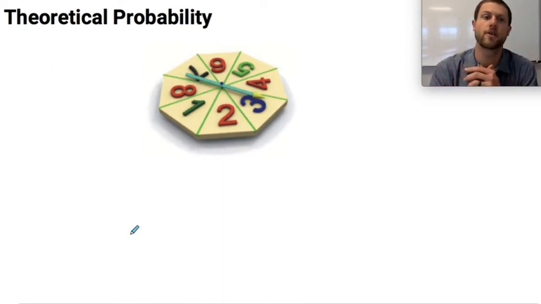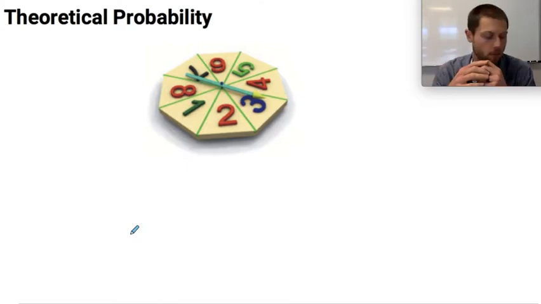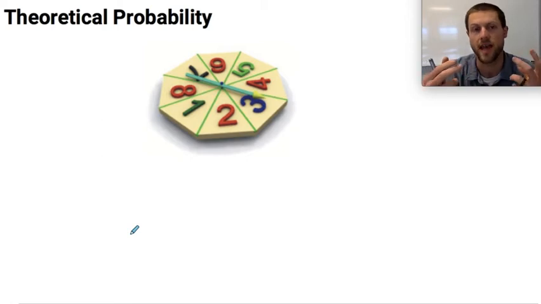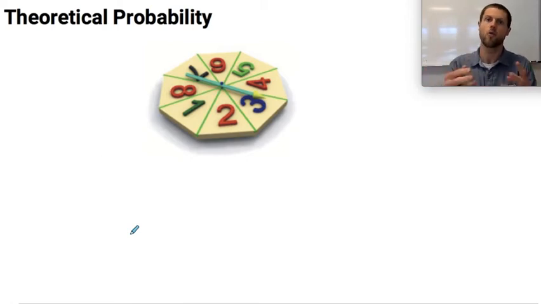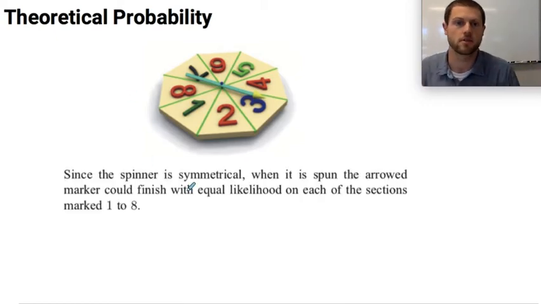So far we've talked about experimental probability and some sample space matters. And now let's talk a little bit about the theoretical probability. This is the idea that we can come up with probabilities or likelihoods of things happening without actually having to perform the experiments. So consider here we have some spinner, and this is a symmetrical spinner.